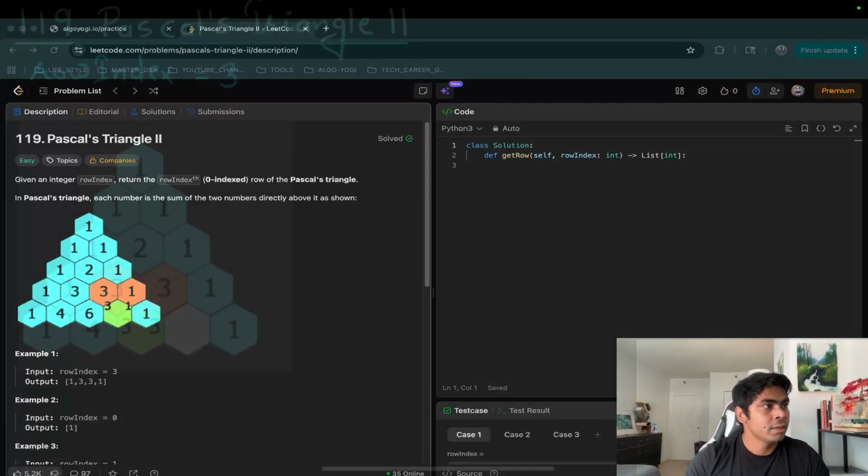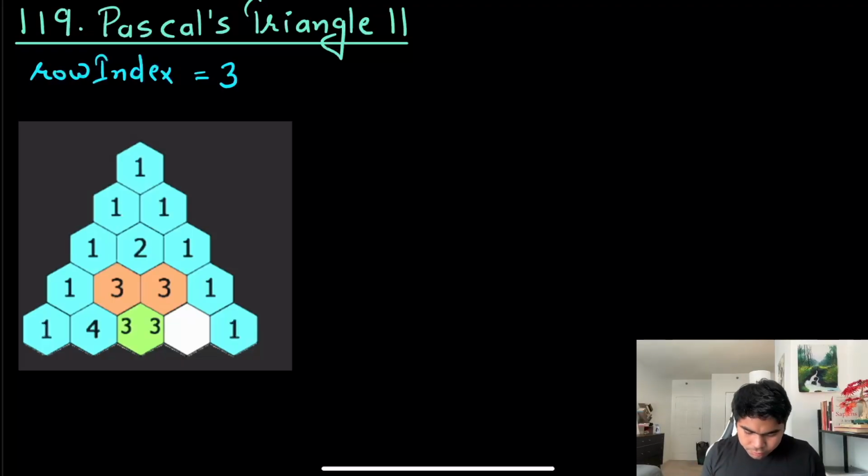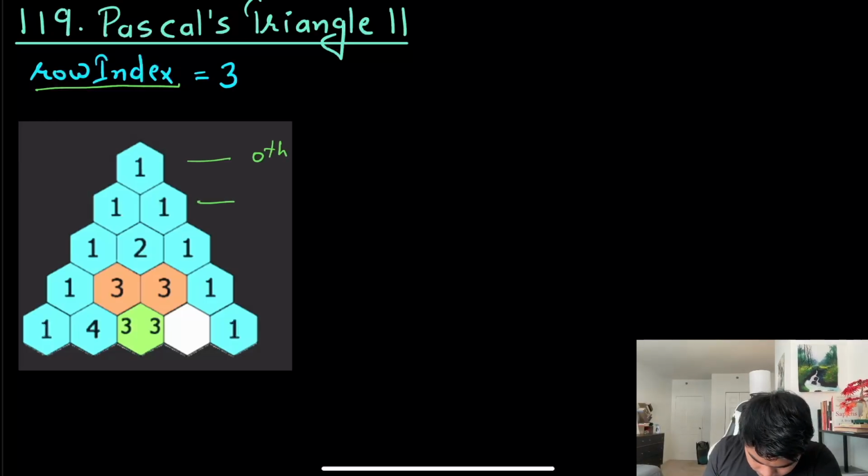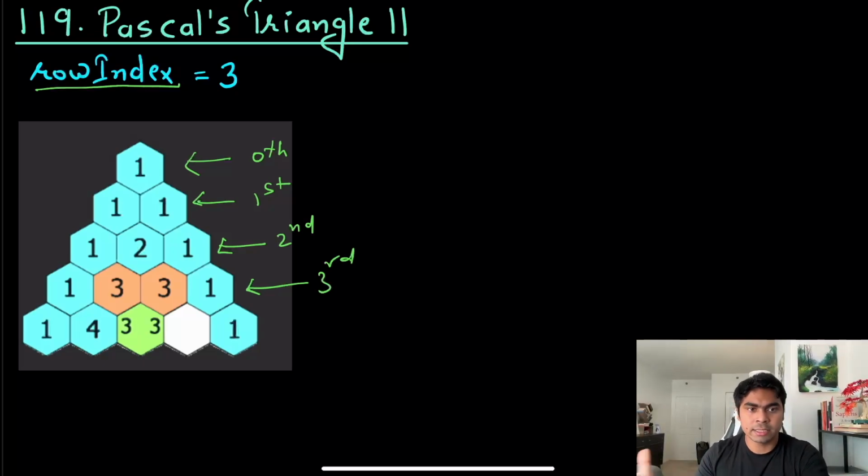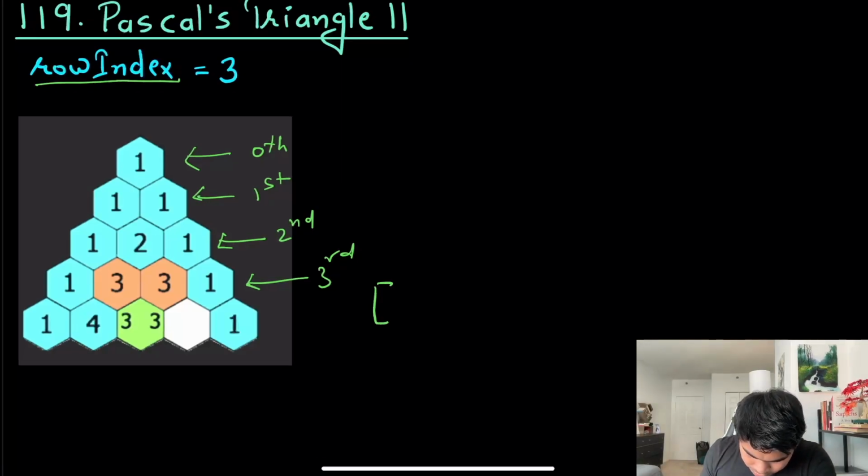So let's change our view and understand what we are going to do. In order to return this third row, what is the third row right here? This is the 0th row, this is the first row, this is the second row, and this is the third row. They've already said it's a 0-indexed triangle. So when they give row index 3, we have to return this array: 1, 3, 3, and 1.